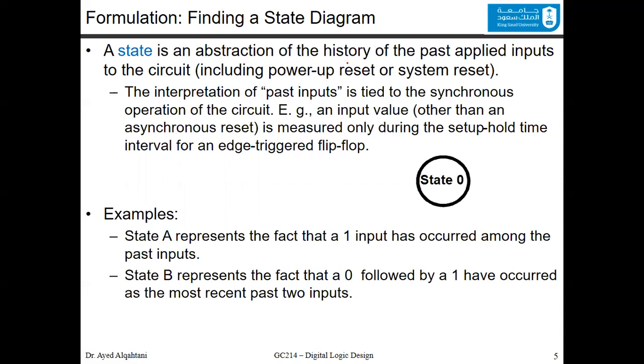A state is an abstraction of the history of the past applied inputs to the circuit, including the power-up reset or system reset. The interpretation of the past input is tied to the synchronous operation of the circuit, meaning an input value other than the asynchronous reset is measured only during the setup and hold time interval for an edge-triggered flip-flop. We denote a state by a circle, and we write the name of the state inside the circle. Here are some examples. State A represents the fact that a logic 1 input has occurred among the past inputs. State B represents the fact that a 0 followed by a 1 have occurred as the most recent two inputs, and so on.